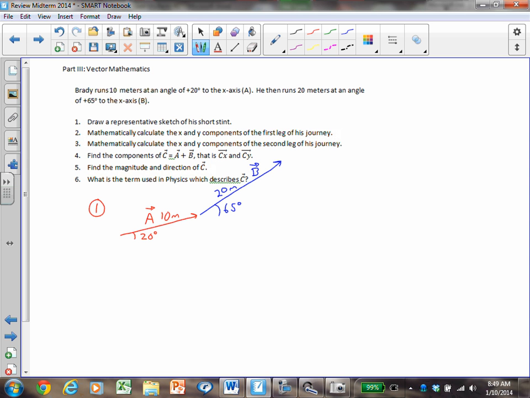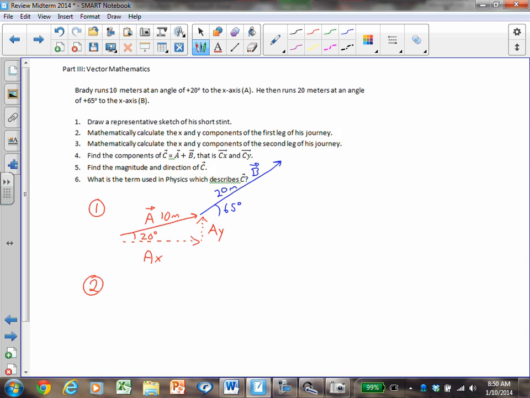And then it says, mathematically calculate the x and y components of the first leg of his journey. If I was to draw those components on my little sketch here, how would I draw those? Jack? Okay. So we're going to make a right triangle, that's right, with Ax and Ay, like so, right? So part 2, we're going to use our formulas for Ax and Ay.